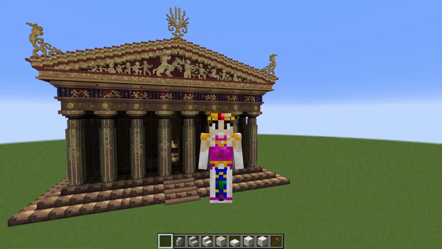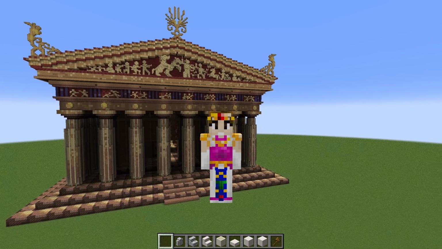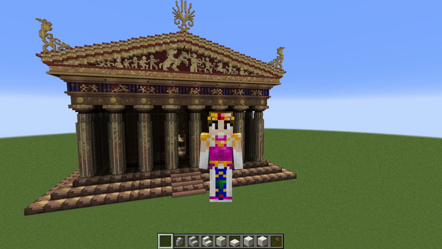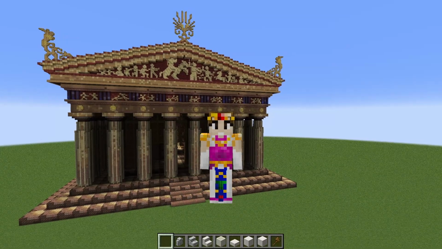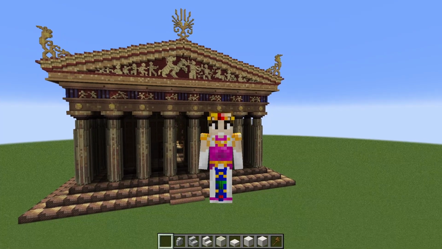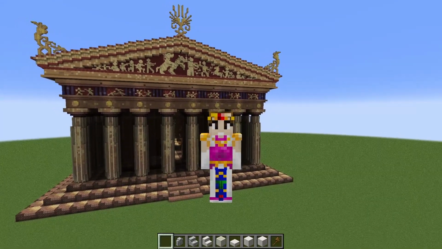Otherwise, I think that pretty well covers everything I wanted to talk about for Greek architecture. There are, of course, lots of little tiny details that I haven't mentioned, but a lot of those come down to personal taste and change from temple to temple.